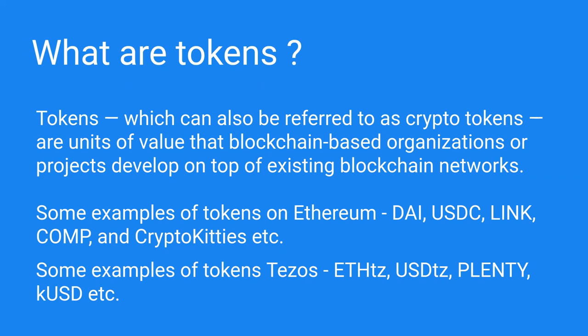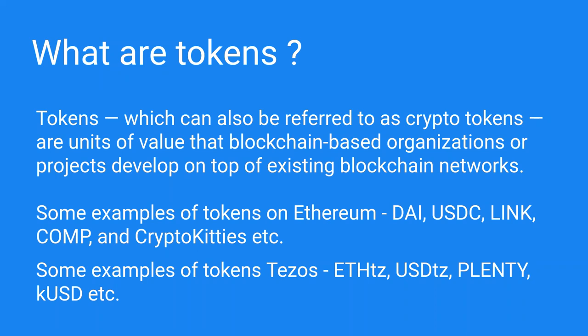But on the other hand, the other tokens that exist, for example, on Ethereum, we have DAI, USDC, Link, Compound, CryptoKitties and so on. All these tokens are generated by different projects that exist on the blockchain ecosystem. For example, DAI and USDC are stable coins. These tokens have a specific purpose, so they do have value depending on how you use them.